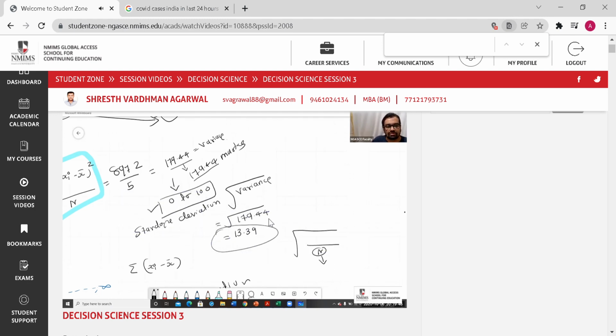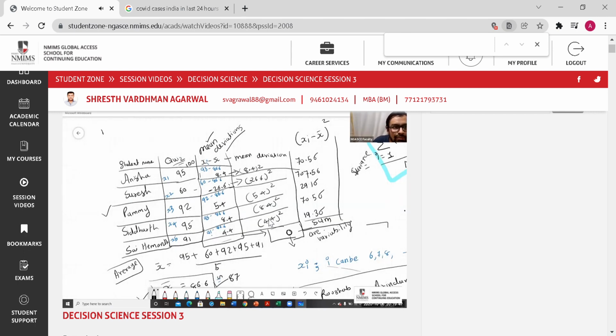Okay, Soumya, in the case of a sample, n is the total sample points, or the number of respondents in the sample, or the number of people in the sample. And N is the number of people in the population.